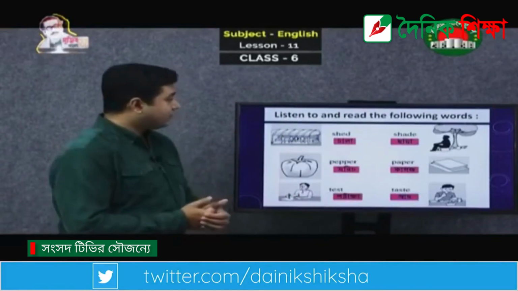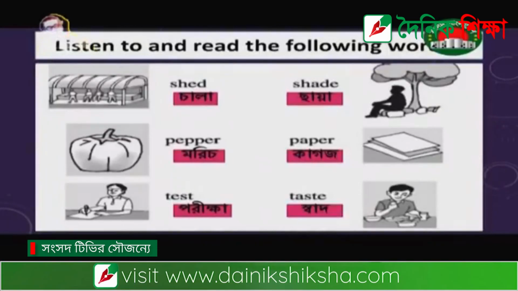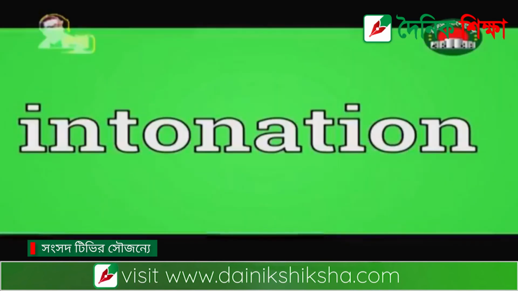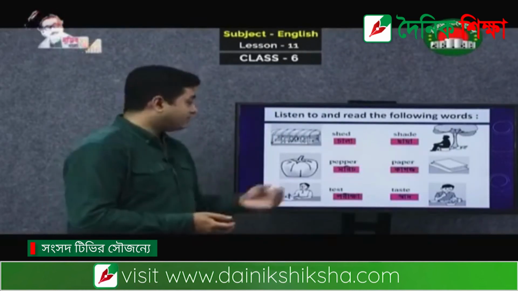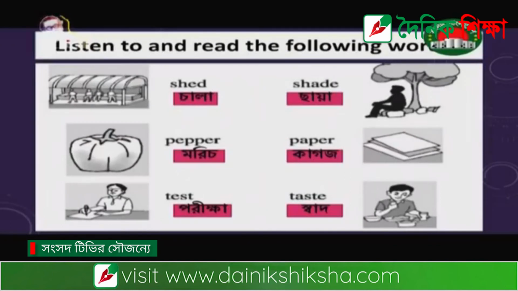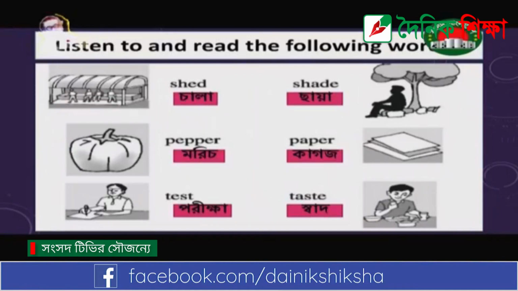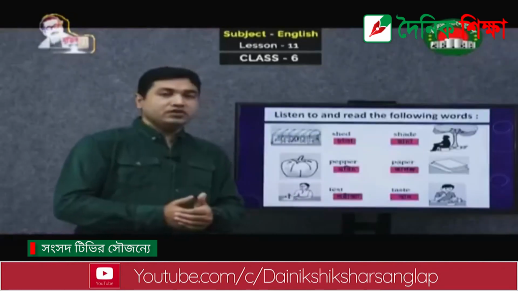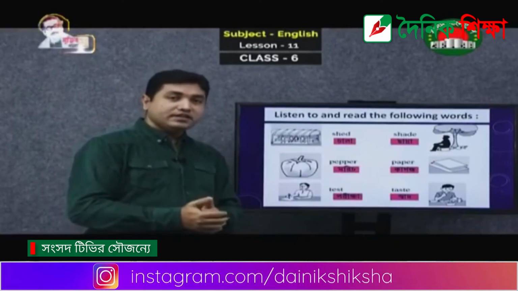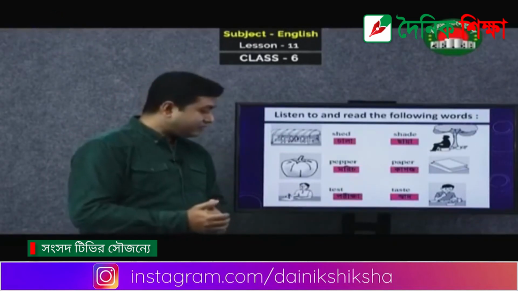First, shade, and on the right side, shade. This is intonation, that is rise and fall of voice while speaking any words. Then you can see peeper, and on the right side you can see paper. In the next word you can see taste, and on the right side you can see taste. So, can you see any difference in the pronunciation of vowels in these words? Definitely, there are some difference.